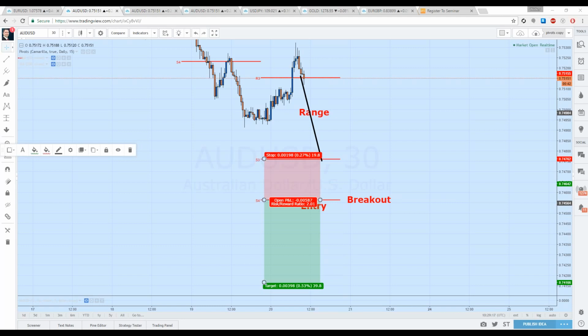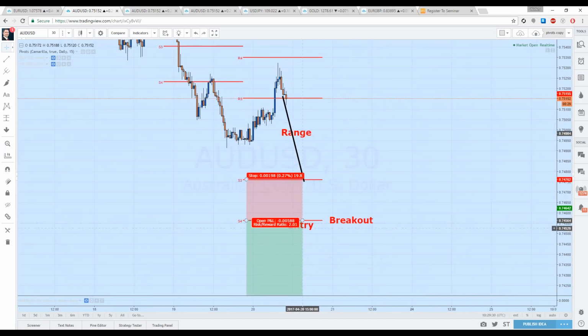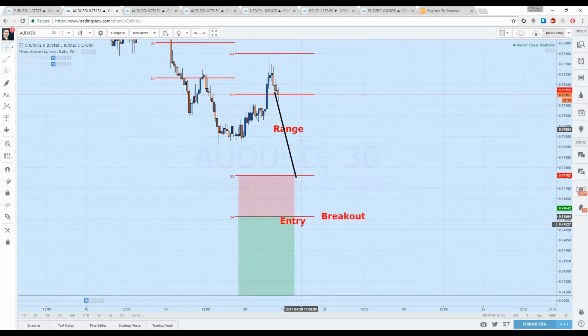The idea is to not accidentally leave an entry order out in the market. Also, at the end of the day, we will get new pivots. So we can again begin the process of setting new entries.